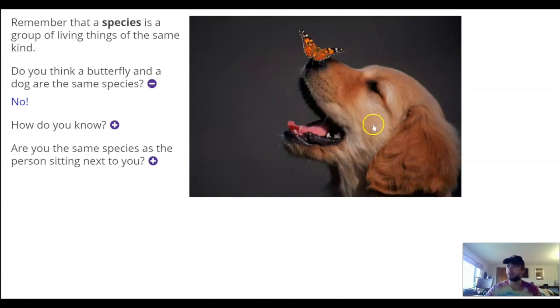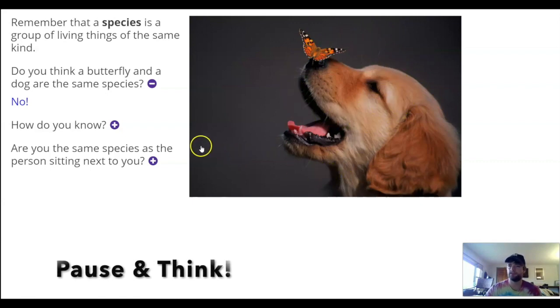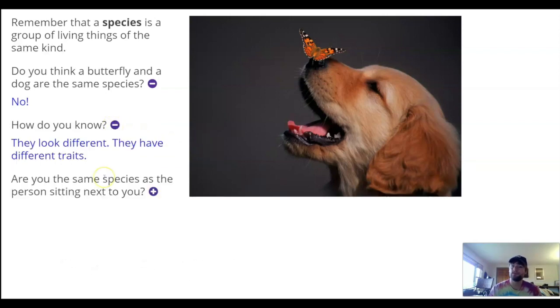And look at that picture. And think about how you know that they're not the same species. And yeah, if you said that they look different and have different traits, that would be a really good answer. We know that a butterfly and a dog are not the same species because they do have different traits. And a trait is basically something that we can see or observe that tells us about an animal.